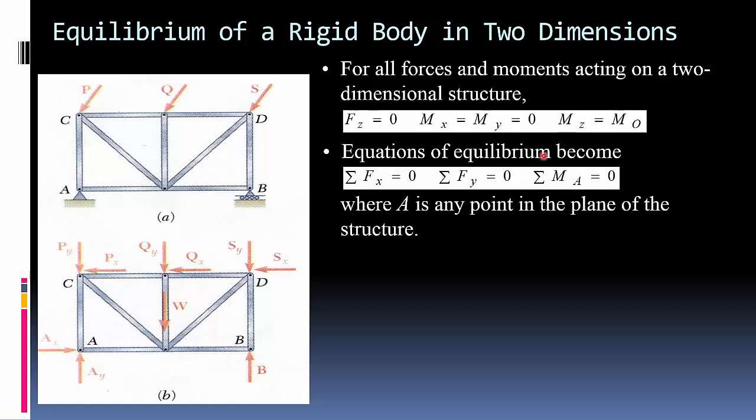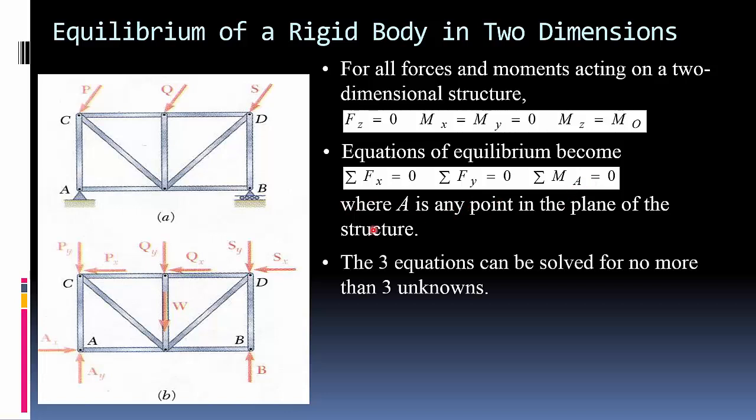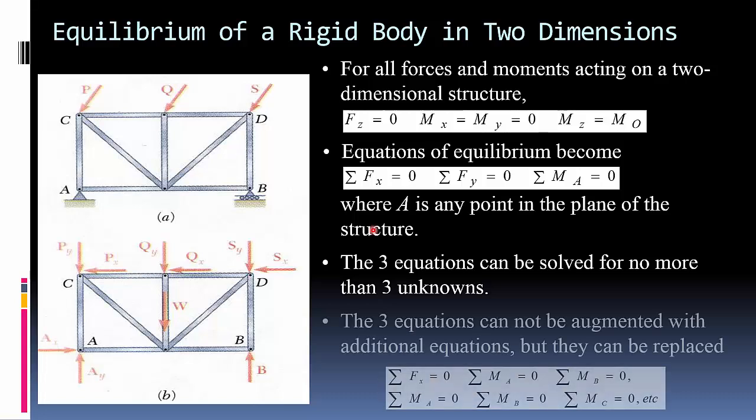Okay, so given that, our equations of equilibrium simply become the sum of the forces in x equals 0, the sum of the forces in y equals 0, and now the new one for this chapter is the sum of the moments equals 0. So we've been doing this since chapter 2 and 3, the sum of the forces in x and y. Now we're going to introduce the idea that the moments also have to be 0. And this is for the moment about any point A on the plane of the structure, so it can be anywhere. Okay, so these 3 equations can be used to solve no more than 3 unknowns.